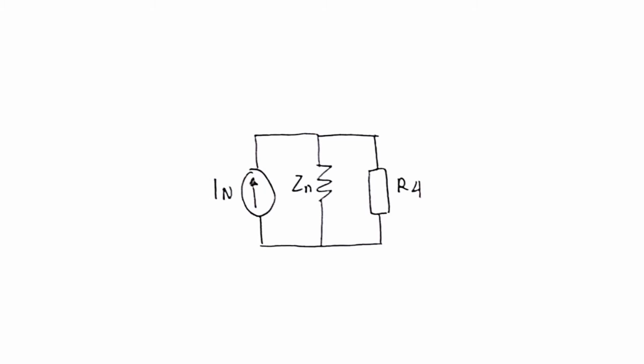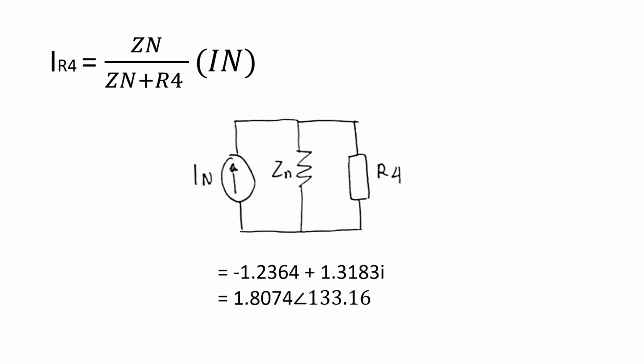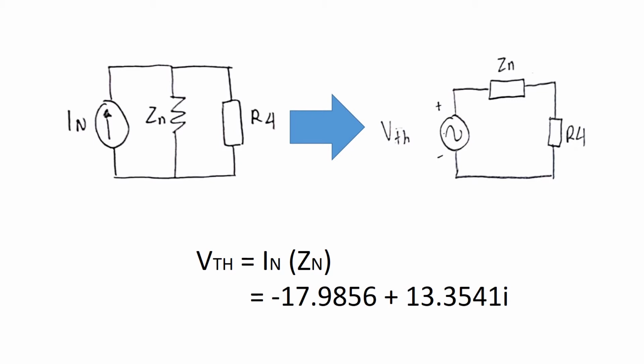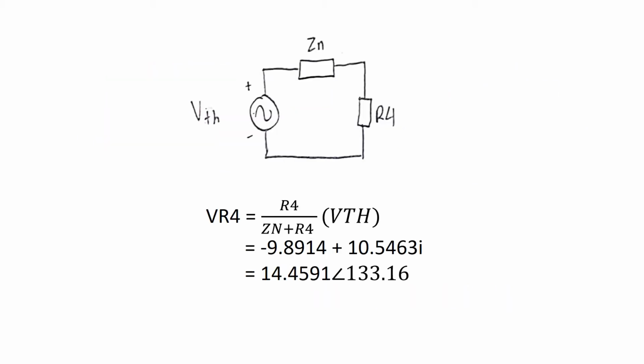For Norton's theorem, we need to create a new circuit to find IR4 and VR4. From the circuit, we can use the current divider rule to find IR4. This is the final circuit that we get from the source transformation. From the circuit, we will get the value of VTH. We can use the voltage divider rule formula to find VR4.